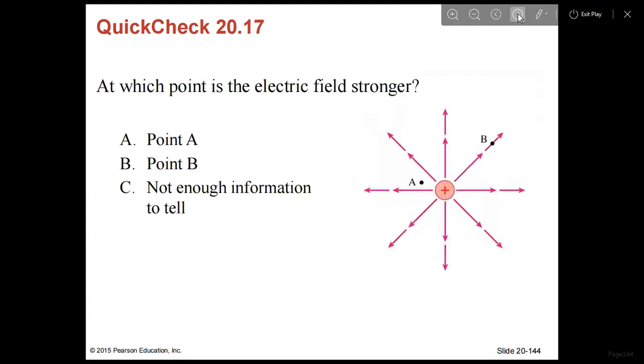Another one, at which point is the electric field stronger? Can you say? Point A, point B, not enough information to tell. Think, actually point A. This is the positive charge, and you must know the stronger field will be here, because this is the test charge and this is the source charge.